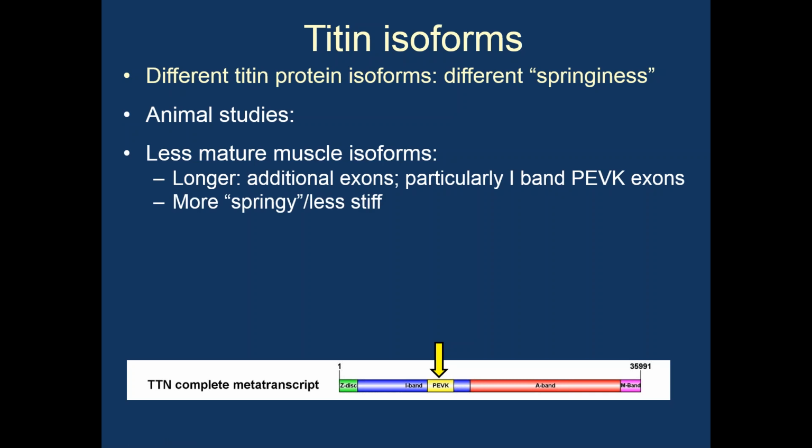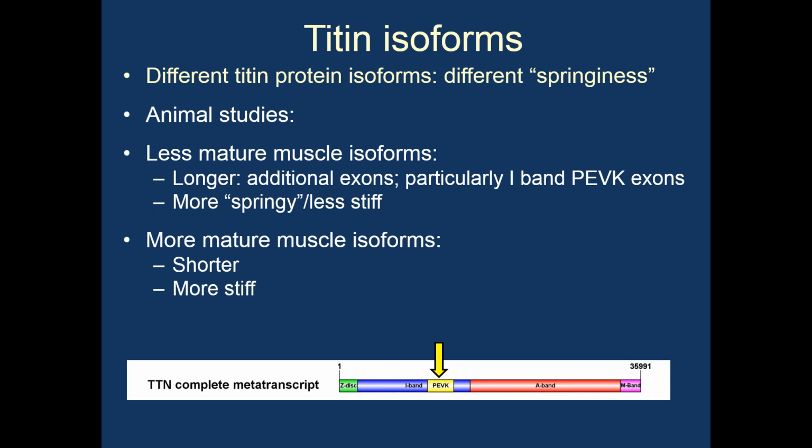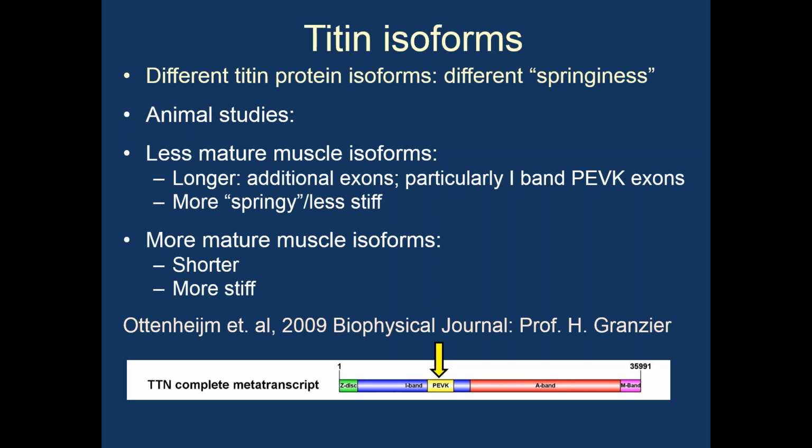So these longer, less mature muscle isoforms tend to be more springy and less stiff. So that seems to be something that's necessary for developing muscle, whereas more mature isoforms tend to be shorter and more stiff. So that seems to be really important for the function of a muscle when it's a mature muscle. And this is work done by Coen Ottenheijm, who's now based in Amsterdam, and also Henk Granzier, who works really closely with us and did a lot of the protein work for our paper.